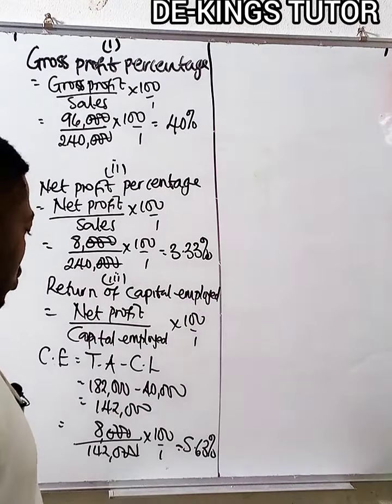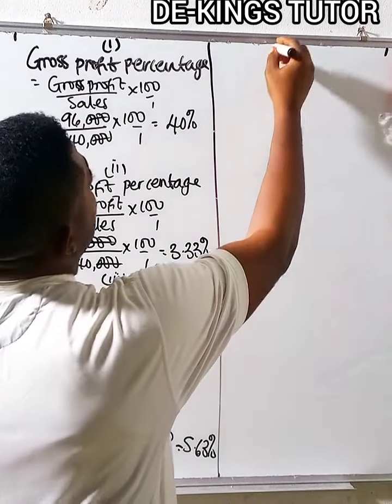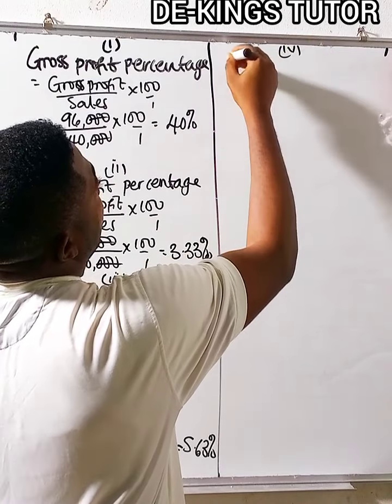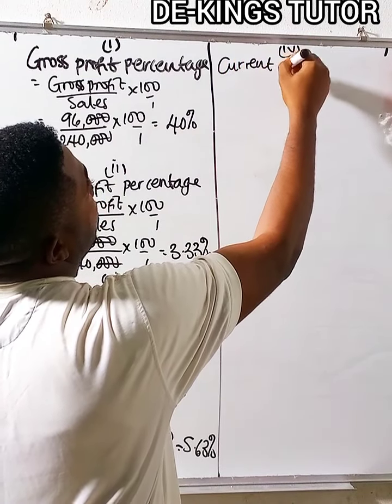Okay, so the next one, which is the fourth, is our current ratio.